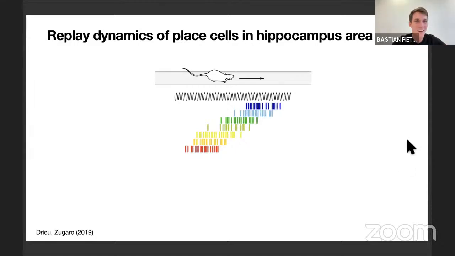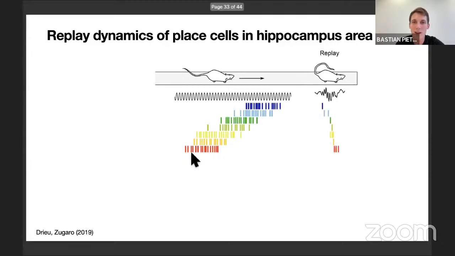Okay. So for the replay dynamics of place cells in the hippocampus, usually if we have a rat running around a corridor, then it's known that we have neurons here in different colors that code for particular locations of our rat. Interestingly, once the rat has stopped running through this corridor and starts dreaming about that, then we have this replay. So without being in this exact corridor, the rat rethinks this trajectory, and this is called replay.